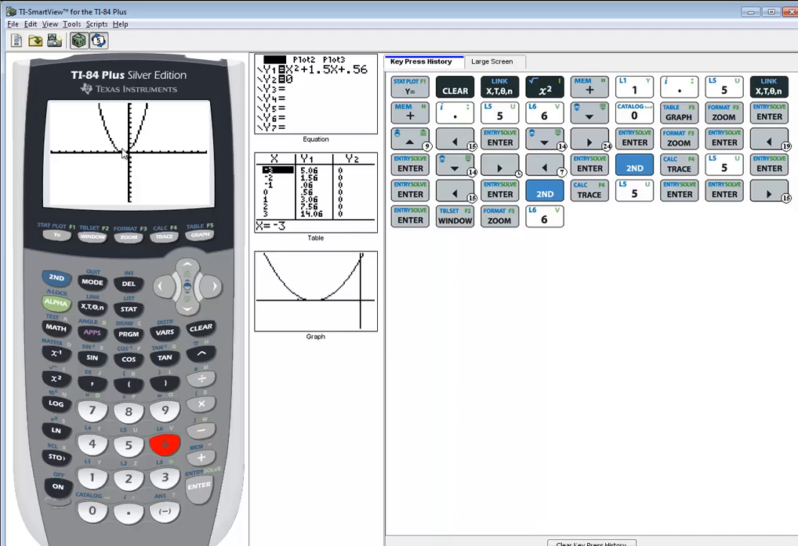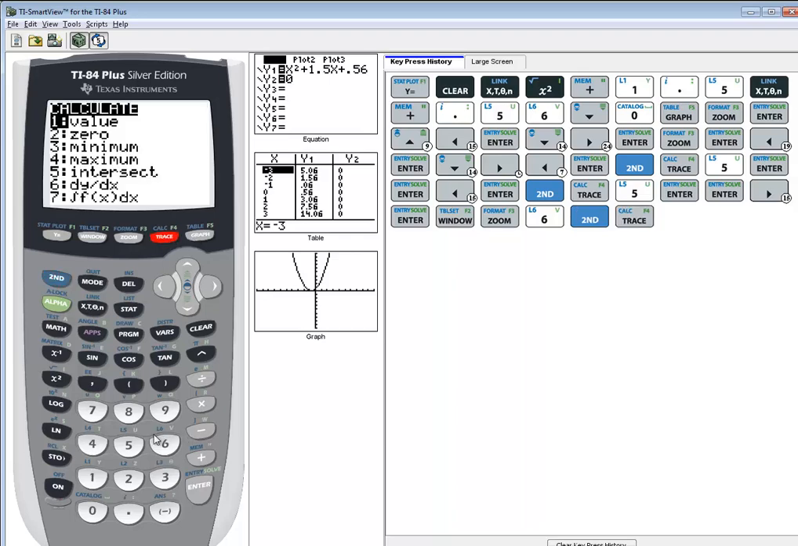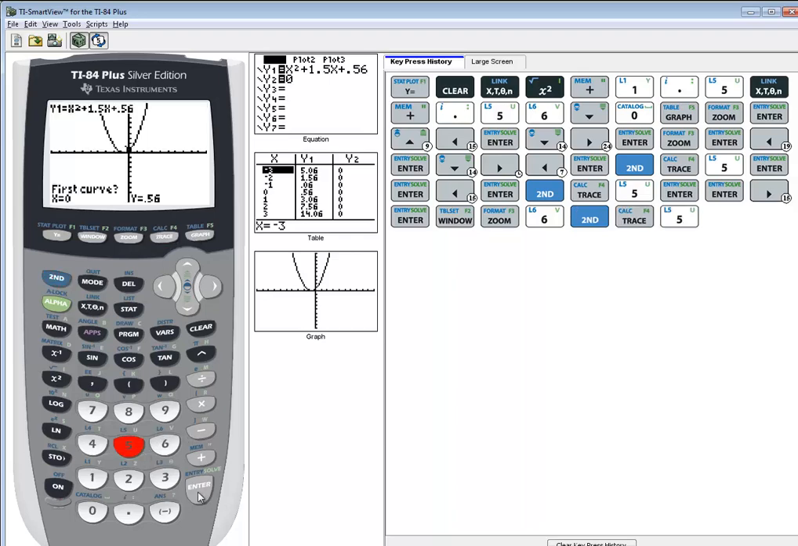Now I did not have to zoom at all in order to find those answers. If I simply did a second trace, chose intersect, enter on first curve, enter on second curve, and then for the guess, let me put in -1.